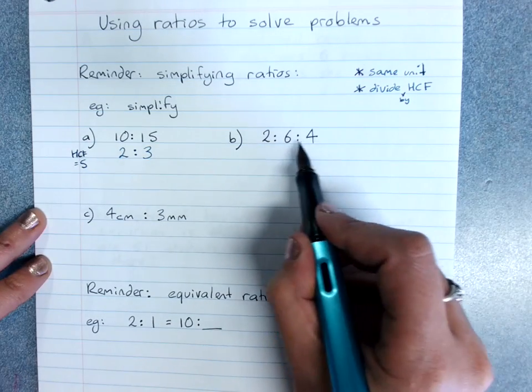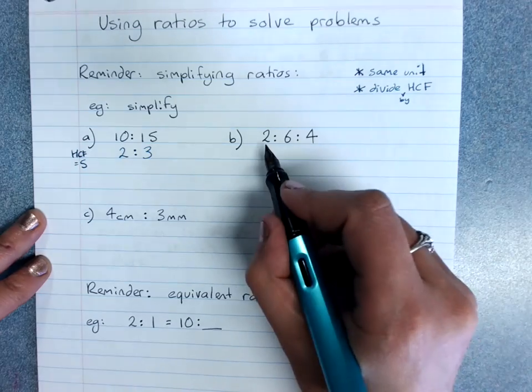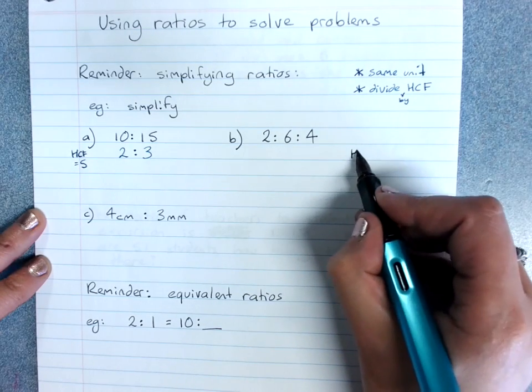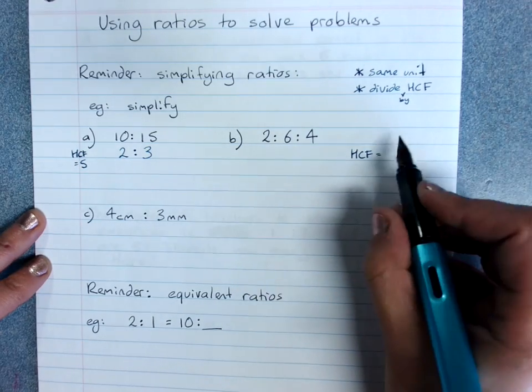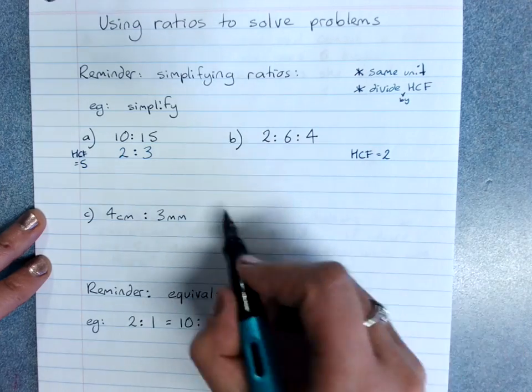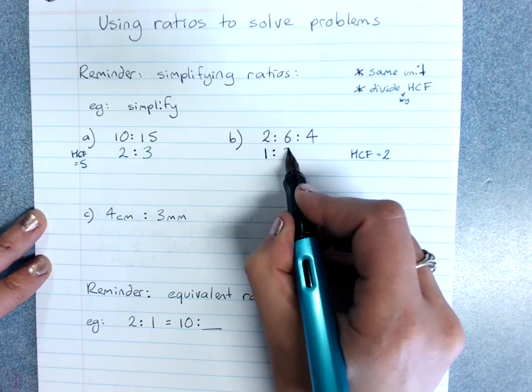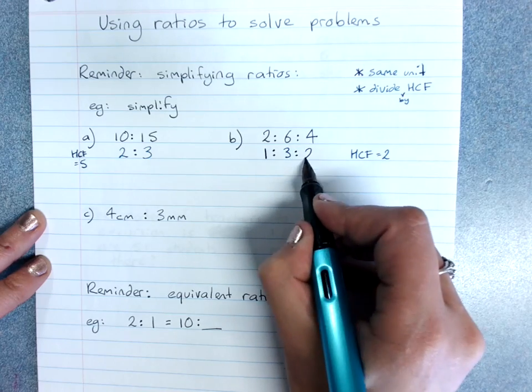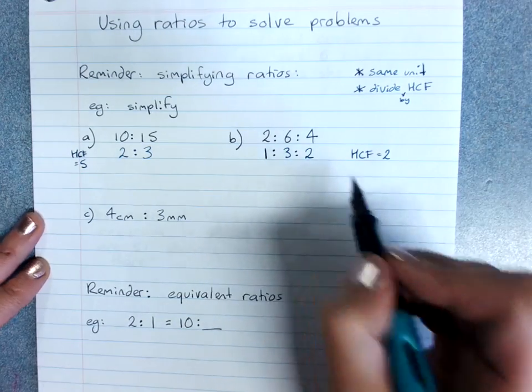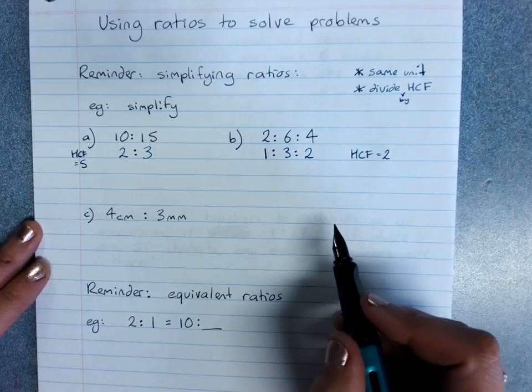This is fine even if there's 3 numbers in the ratio. Find the highest common factor of all 3. 2 is the biggest number that goes into all of them. 2 divided by 2 is 1. 6 divided by 2 is 3. 4 divided by 2 is 2. So we divide all parts of the ratio by the highest common factor.